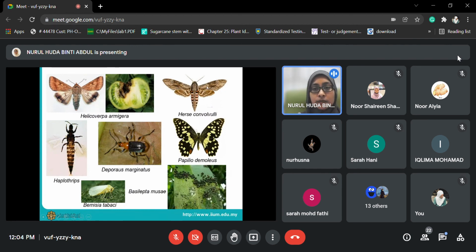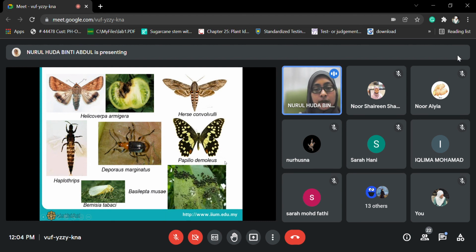And we have Herse convolvuli, which is a hawkmoth, okay, also moth. Okay, this one specializes or eats on Ipomoea batatas ataupun kita kata tadi sweet potato tadi. Okay, the larvae is a leaf defoliator. It will eat on the leaf. And then we have Haplothrips. Okay, this one is very small insects. Okay, usually you may find it on almost all plants. As long as dia berbunga, selalunya memang akan ada type of thrips, either Haplothrips or other species of thrips.